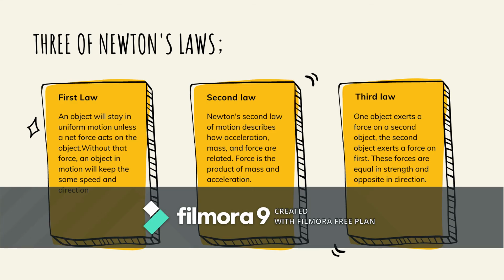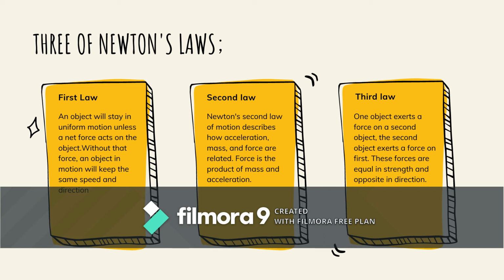First law. An object will stay in uniform motion unless a net force acts on the object. Without that force, an object in motion will keep the same speed and direction. Second law. Newton's second law of motion describes how acceleration, mass, and force are related. Force is the product of mass and acceleration.